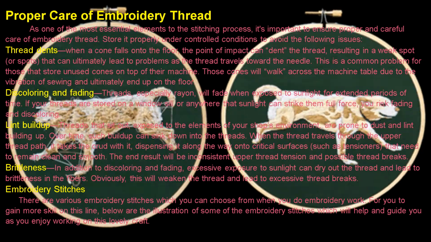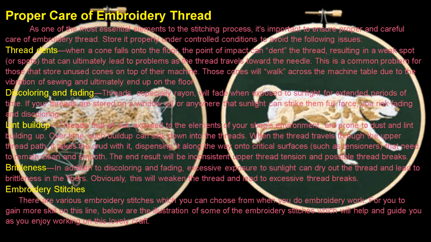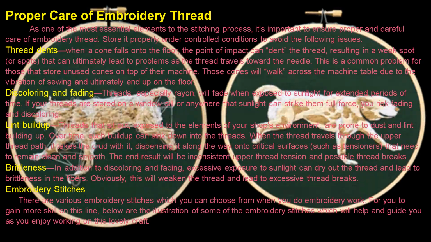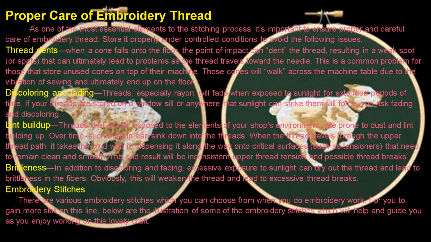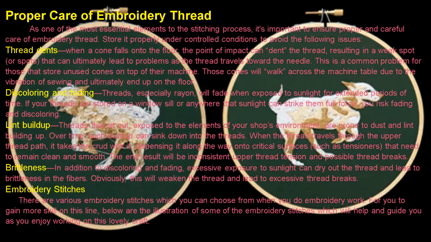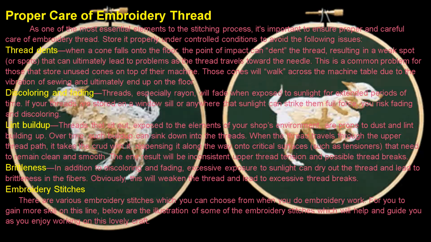This is a common problem for those who store unused cones on top of their machine. Those cones will walk across the machine table due to the vibration of sewing and ultimately end up on the floor.